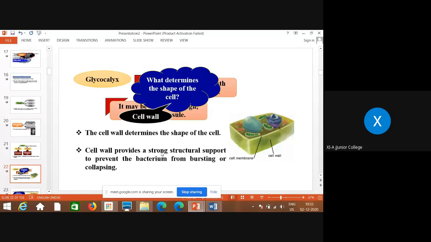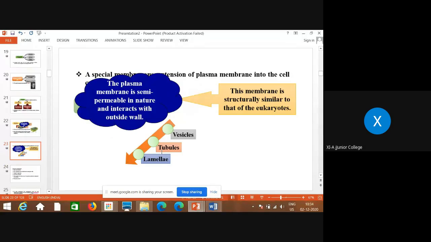Now here, the cell wall, what is its main role? It determines the shape of the cell. It provides strong structural support to prevent the bacterium from bursting or collapsing. So the shape of the cell is determined by its wall. So the cell wall has its own specific function, and along with that, it is protective in function. So remember, the shape of the cell is determined by the cell wall.